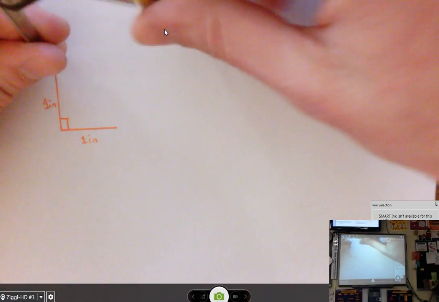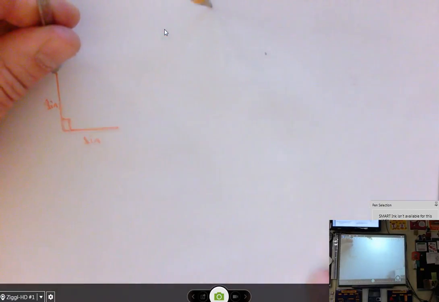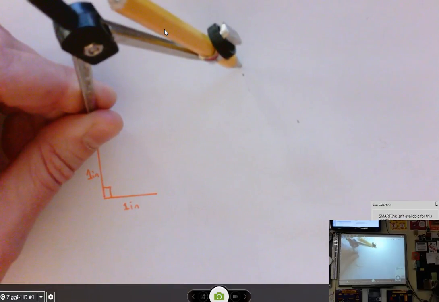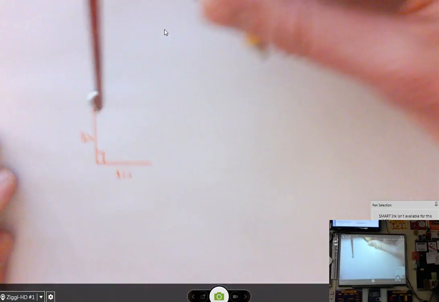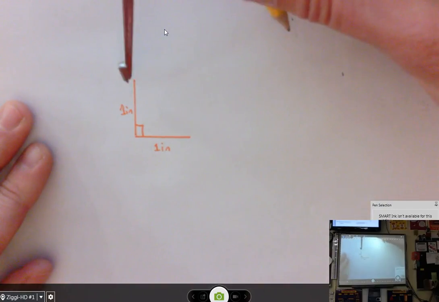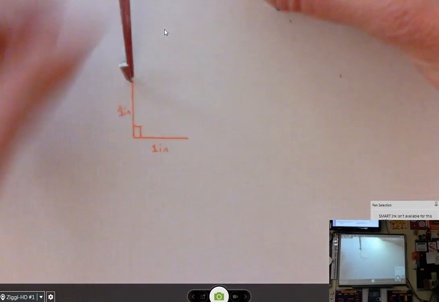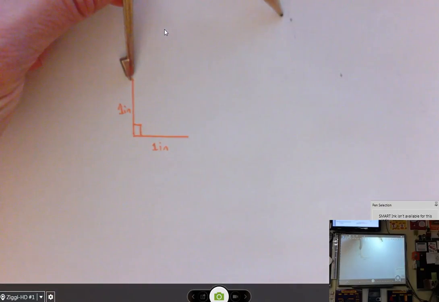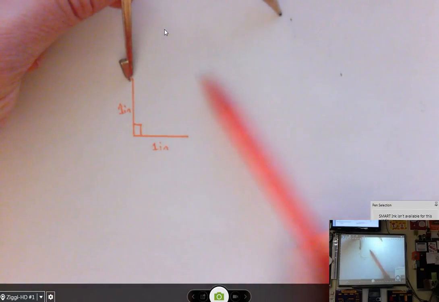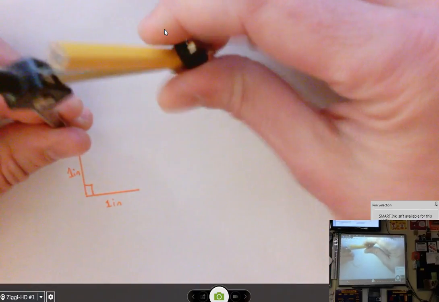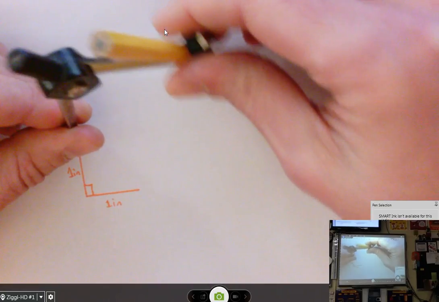So with my compass, expand your compass to be 3 inches. So I made that little mark so I know where 3 inches is, but put your metal point on the end point of your 1 inch and the pencil point on the end point of your 3 inches. So the gap between here is now 3 inches. While holding my point and preserving that length, I am going to make a little arc.